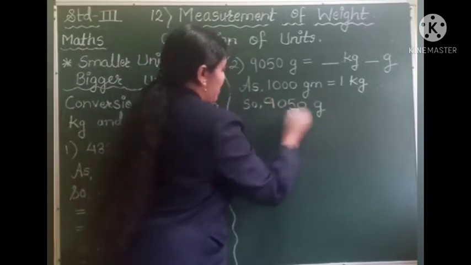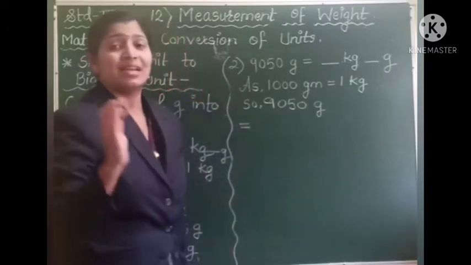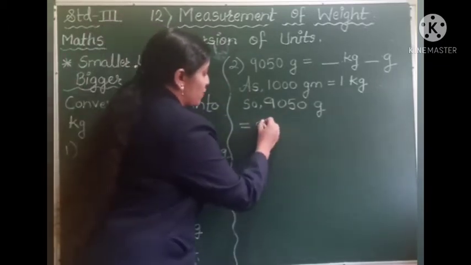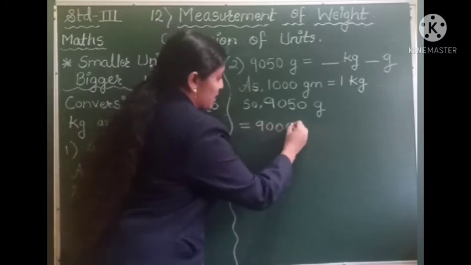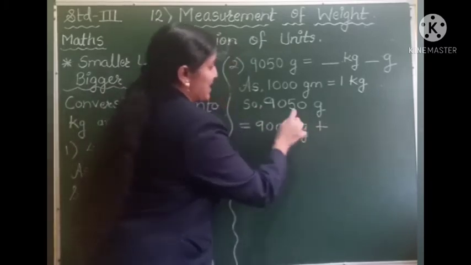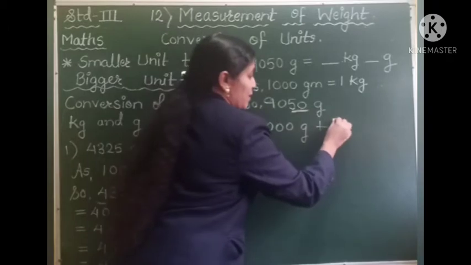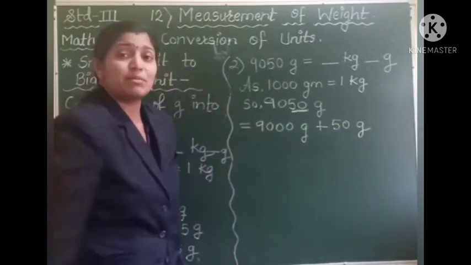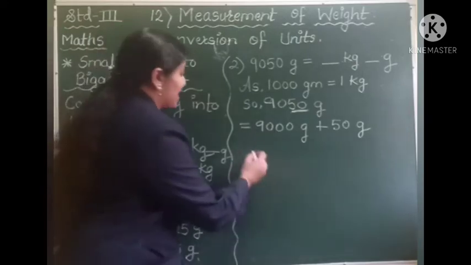9050 gram will be equal to, we will divide this 9050. So what we will do? We will write 9000 gram plus this remaining 50 gram. So 9000 gram is equal to how many kgs?